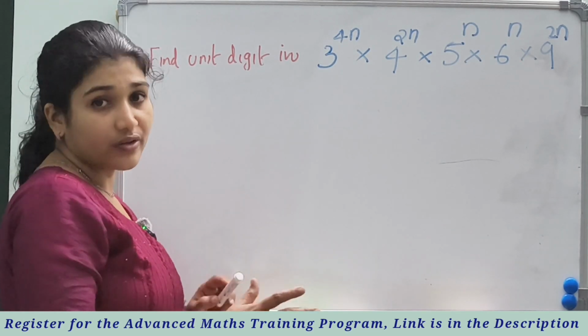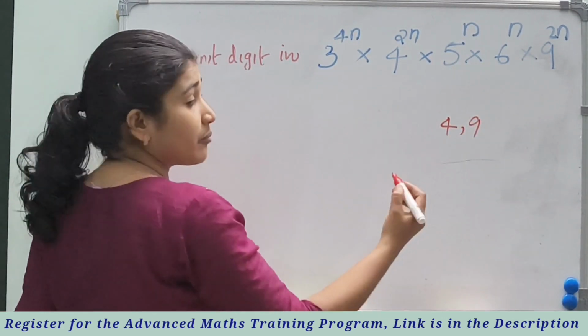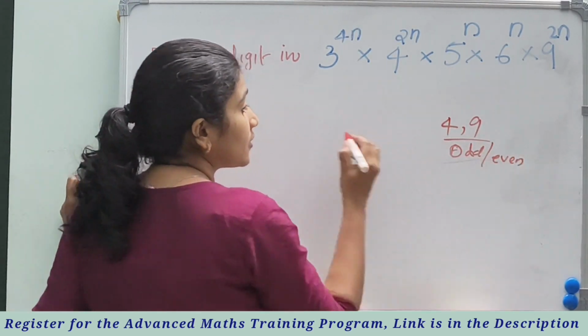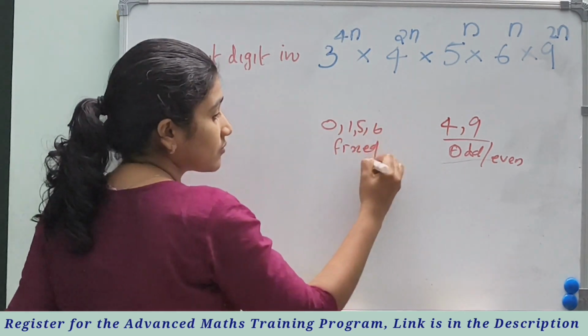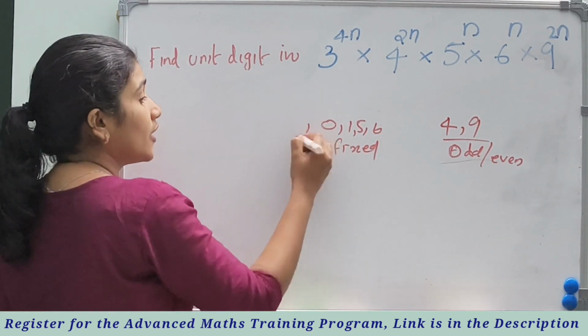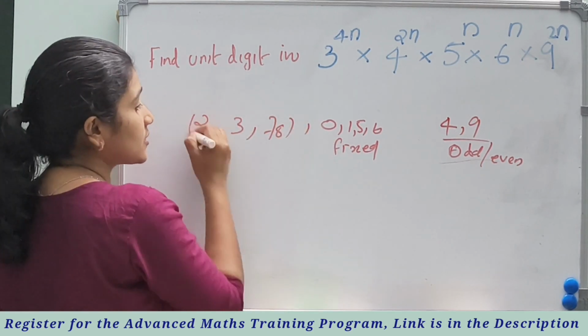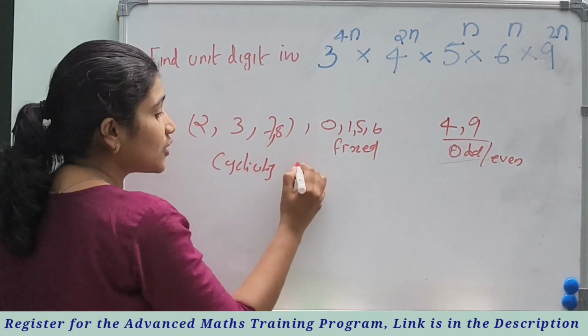Now we have covered all the digits. Like here 4 and 9, we can club them together for the odd-even property. And 0, 1, 5 and 6 are fixed numbers. Now remaining are 2, 3, 7 and 8. These 4 numbers have a cyclicity of 4.